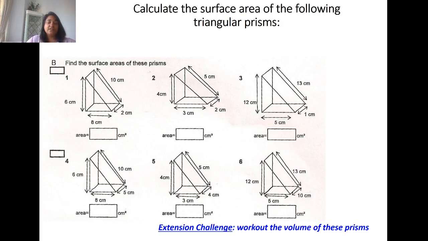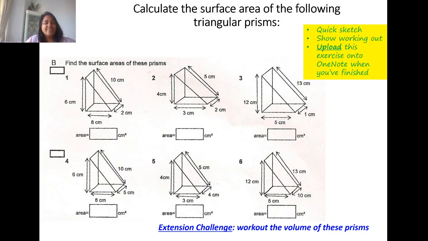So sketch it. Show the full working out. And then this is another task that I would like you to upload onto OneNote. Some of you might finish it, some of you may not. Okay, but just do what you can and put your answers onto OneNote.